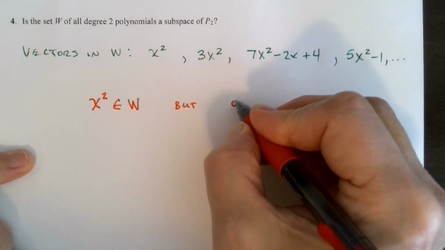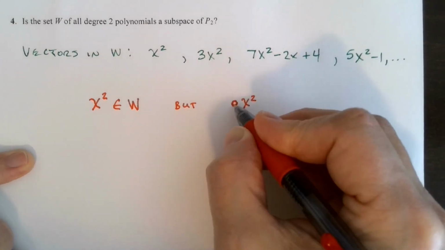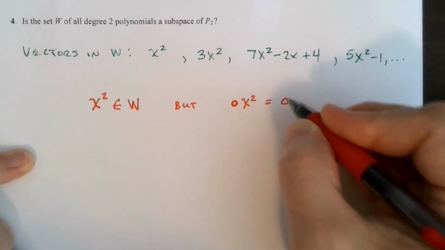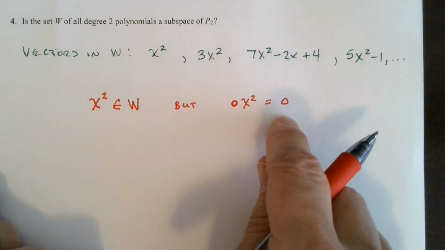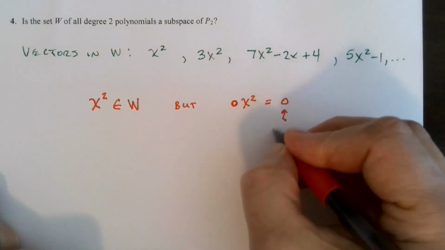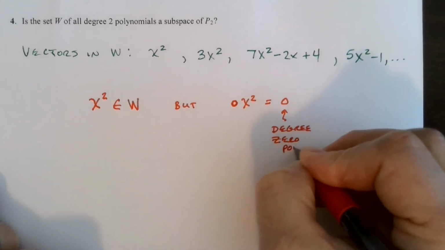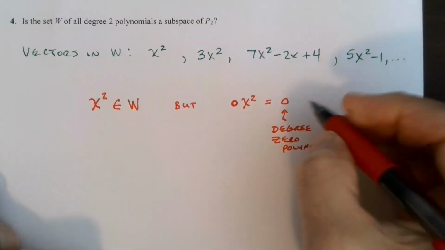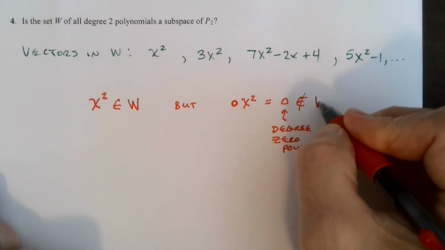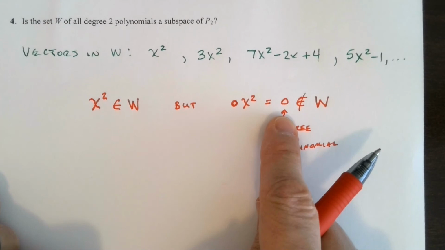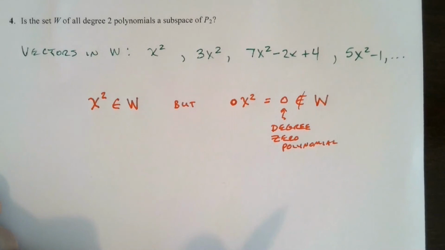if I simply multiply by 0, right, what do I get? I get 0, right? I get 0x squared plus 0x plus 0. 0 is not a degree 2 polynomial. This is a degree 0 polynomial. And therefore it's not in the set W. In fact, this is the 0 vector for polynomials. 0x squared plus 0x plus 0. And that's not in the set. And so we know already it's not going to be a vector space.